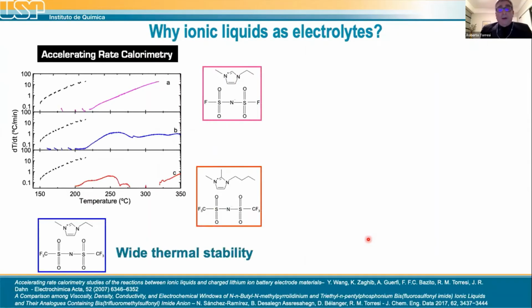One of the very nice properties of the ionic liquid is the wide thermal stability. So here we have 3 ionic liquids, almost always with the same anion and changing the cation.